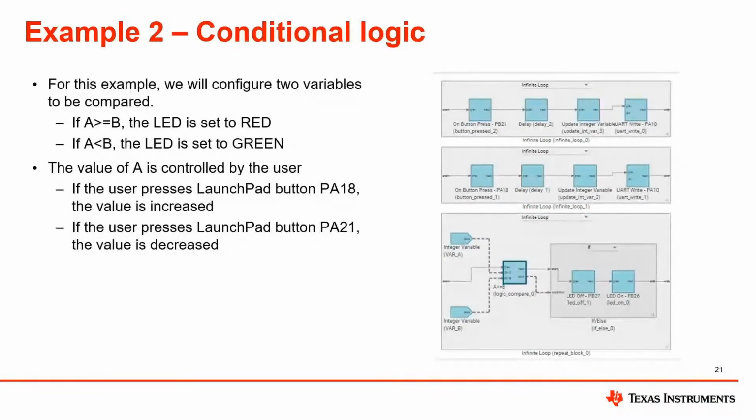Next, we will take it one step further with the conditional logic example. For this example, we will configure 2 different variables, variable A and variable B. Variable B will be the threshold here, and variable A will be determined by the controller and the user. So in this case, if the user presses one of the Launchpad buttons, the value is increased. And then if the user presses a different button, PA21, the value is decreased. This just helps to showcase the logistics behind the conditional logic and the functionality that we can provide here with MSP Zero Code Studio.